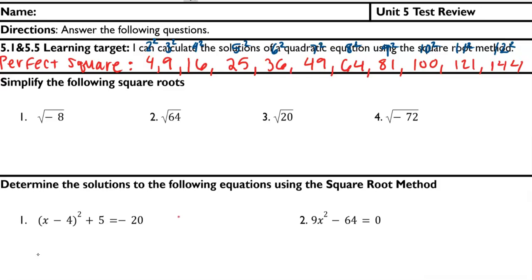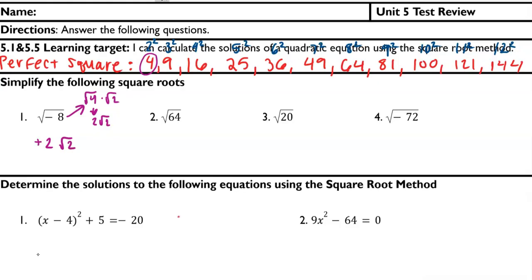All right, so starting with the -8, which of these perfect squares is a factor or multiple of 8? Well, 4. So we can say, instead of saying the square root of 8, we can say the square root of 4 times the square root of 2. And that square root of 4 is going to give us 2. So our simplified answer of the square root of 8 is 2 square roots of 2. But we are not done here.